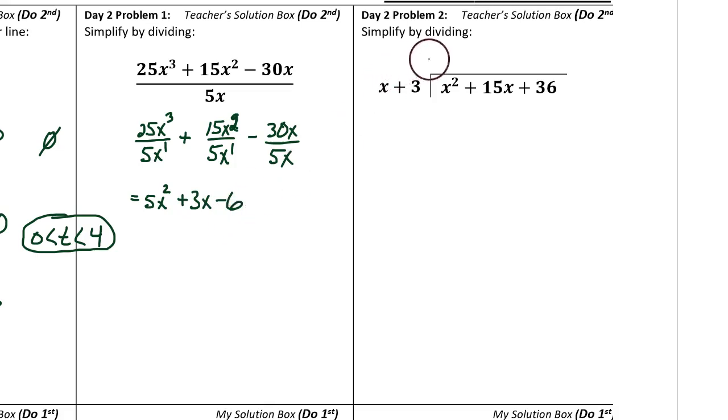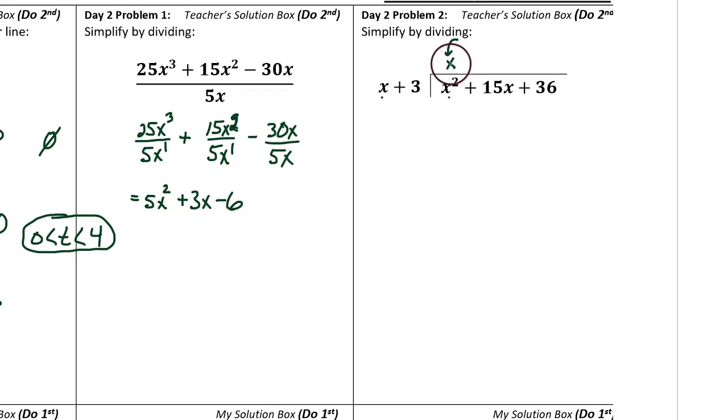Day 2, problem 2. This time we want to divide a trinomial by a binomial. So the technique is long division instead of the distributive property. We're going to start by filling in this term of the answer. To do that, you look at the leading term here and the leading term here, and ask yourself, x times what makes x squared? And what's needed is an x.